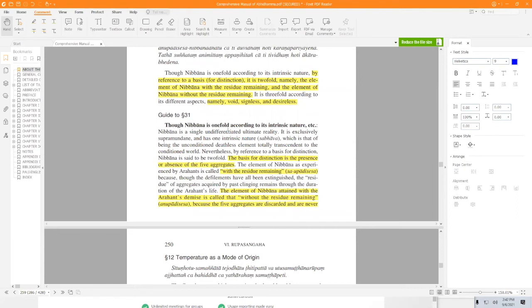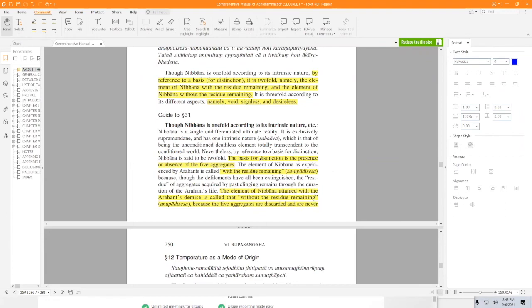It's the undifferentiated ultimate reality, exclusively supramundane, the unconditioned, deathless element, which transcends the mundane conditioned world. But even in the sutras, a distinction is made between two elements of Nibbana, the element of Nibbana with the residue remaining, and the element of Nibbana without a residue remaining.